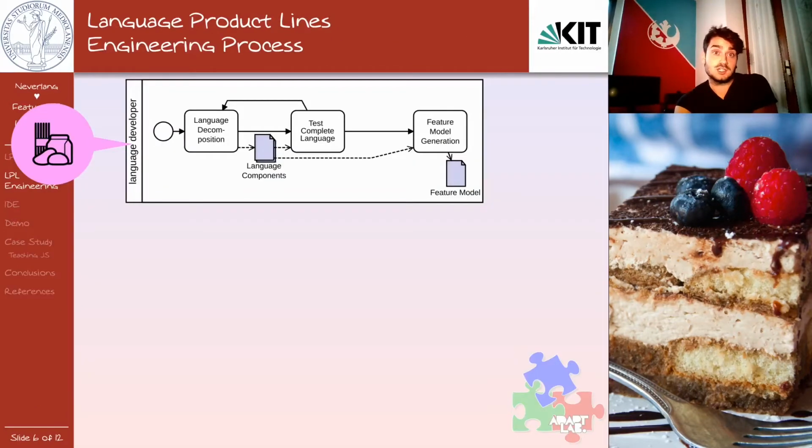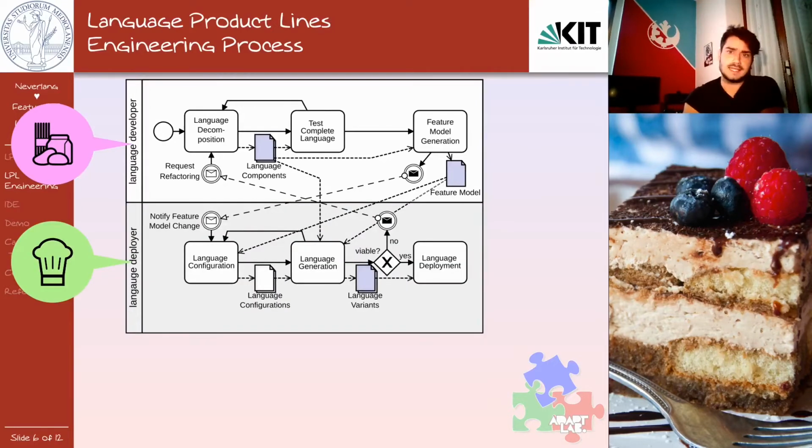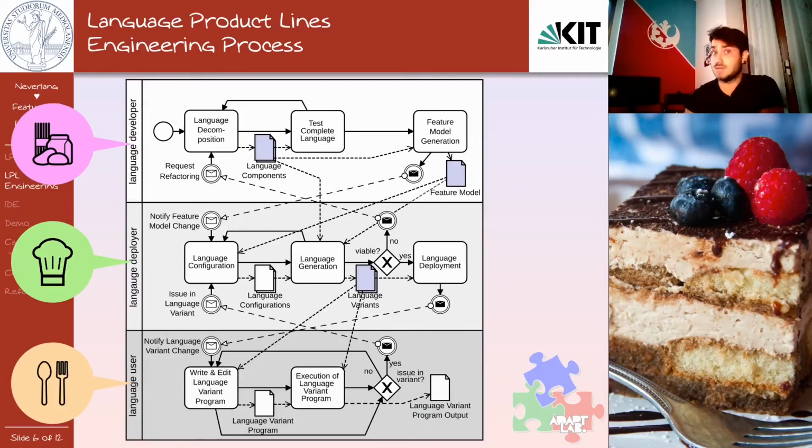Through an engineering process. The language developer is the first, and the developer can work in a very fancy kitchen and prepares language components and lists them into a description with some useful information called feature model. Next, you have the language deployer that inspects the feature model and combines the features from the feature model to create language variants. So what would be the menu of the restaurant. Last, the language user inspects the menu and chooses the variant they prefer to eat.